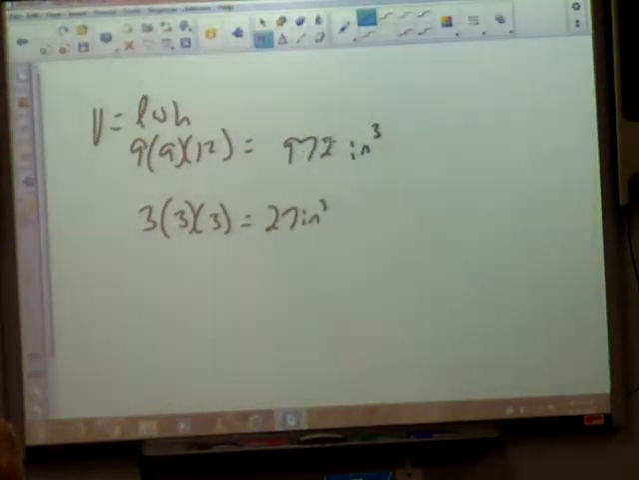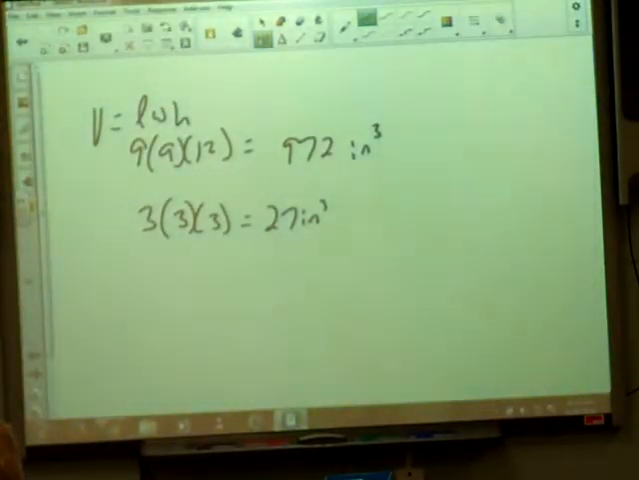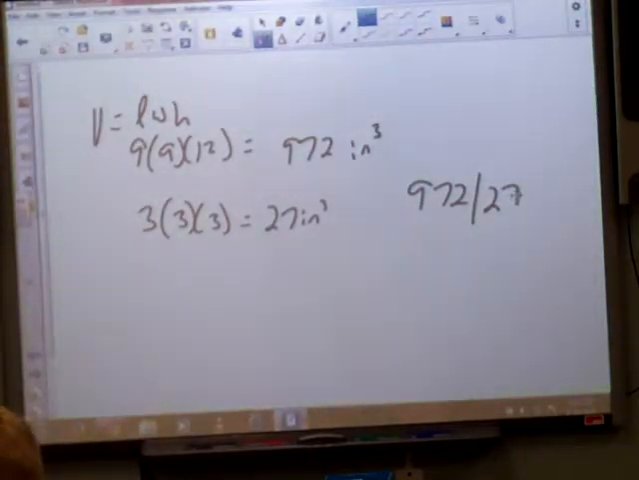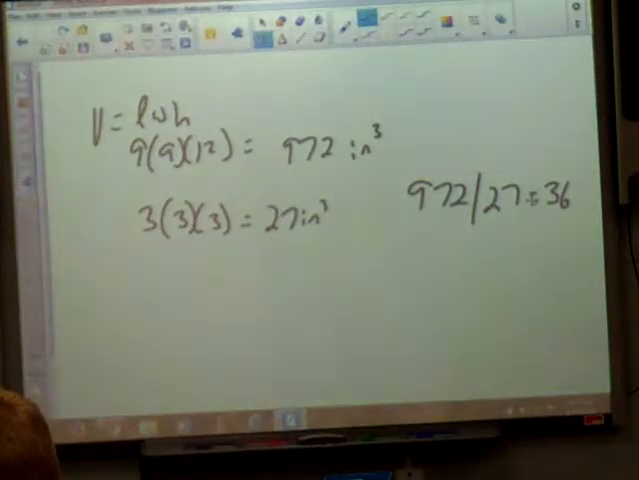How many can I pack into 972? What do I do to figure that out? Just divide. 972 divided by 27. And I think that lets me put 36 notepads in a box.